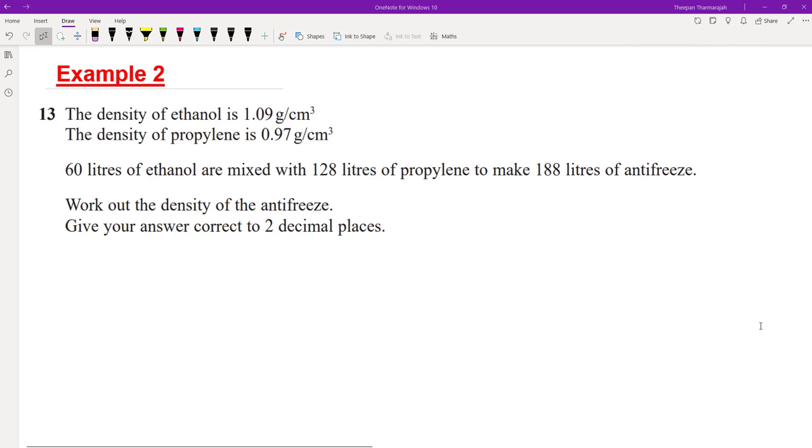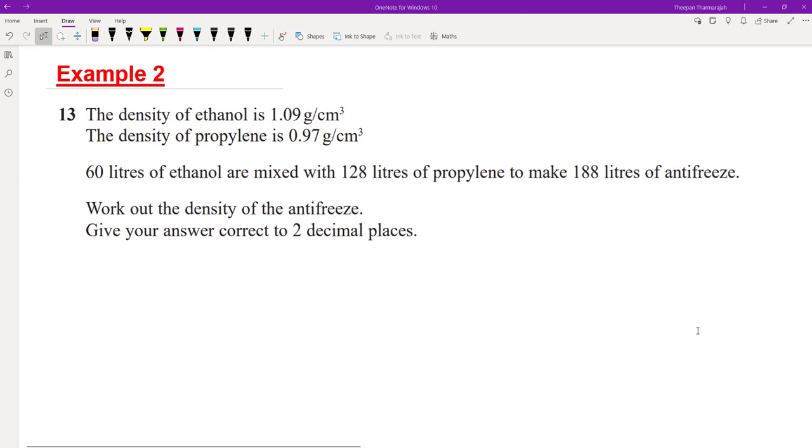Here's a question for you to try. You can pause the video, and when you're done, I will go through my worked solution. Okay, welcome back. It says the density of ethanol is 1.09 grams per centimeter cubed. The density of propylene is 0.97 grams per centimeter cubed. 60 liters of ethanol are mixed with 128 liters of propylene to make 188 liters of antifreeze. Work out the density of this.